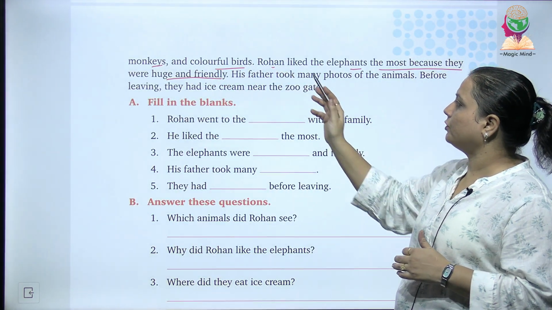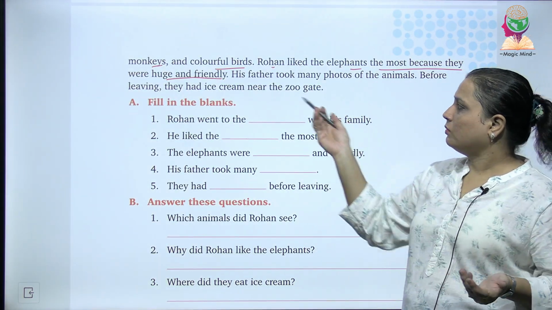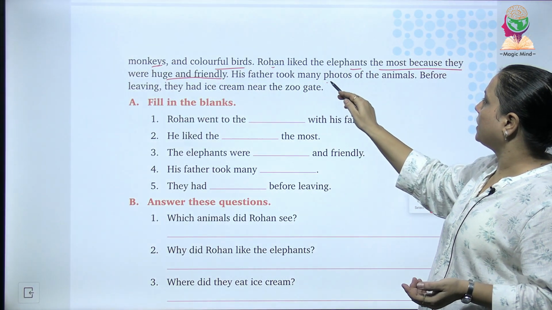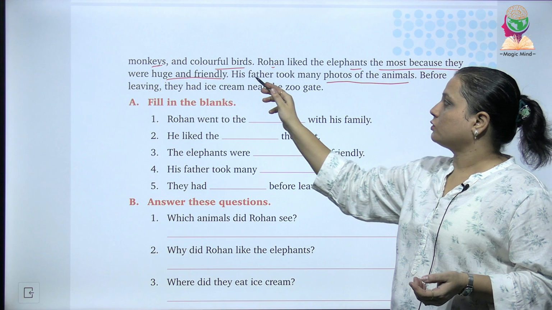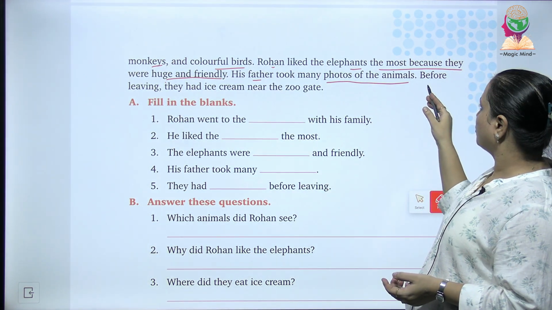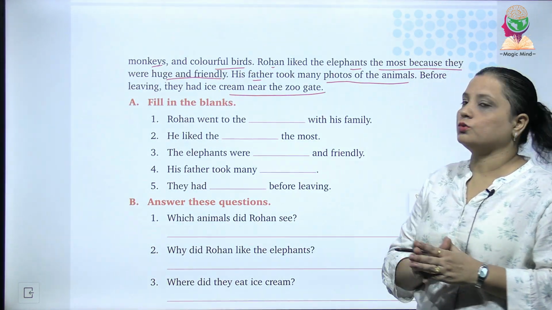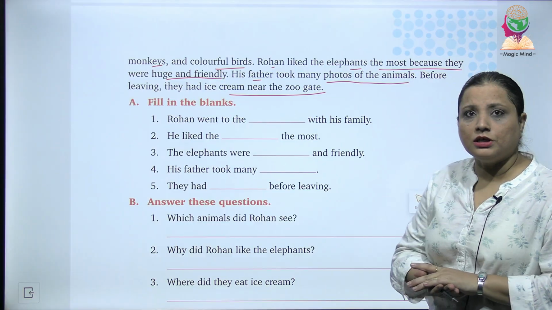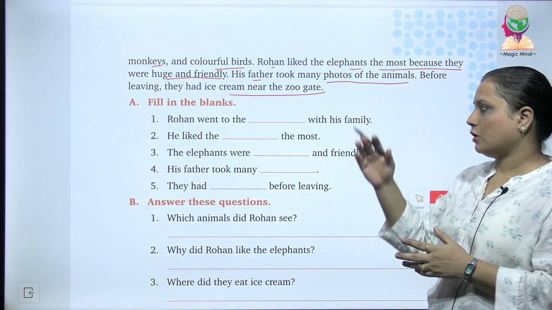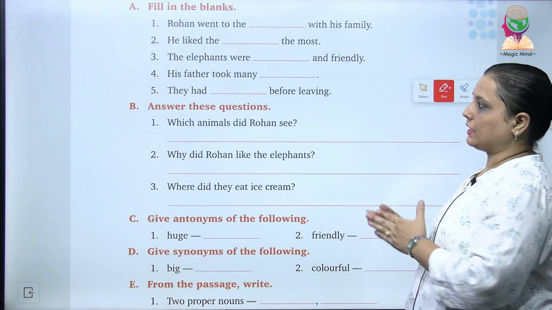And what did Rohan prefer to like? He used to like elephants the most. Why? Because they were huge and friendly. His father took many photos of the animals. So as the family had gone together, the father took the photos of the animals. Before leaving, they had ice cream near the zoo gate. So they had ice cream near the zoo gate. Now since we have completed the passage, let's do the exercises. Let's now begin with the exercises.